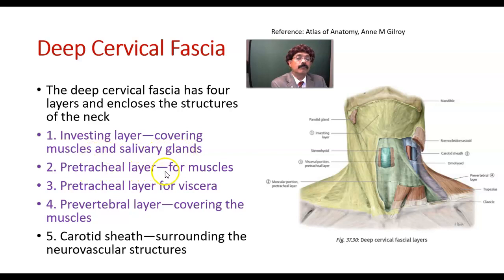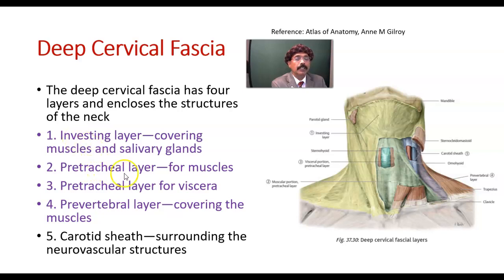Pretracheal layer for the muscles, the pretracheal muscles, and pretracheal layer for the viscera like that of the trachea, esophagus, and also the thyroid gland. Prevertebral layer covering the muscles around the vertebra. So investing layer is the top of all.